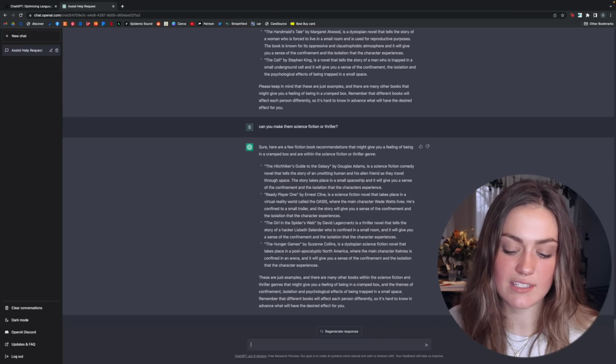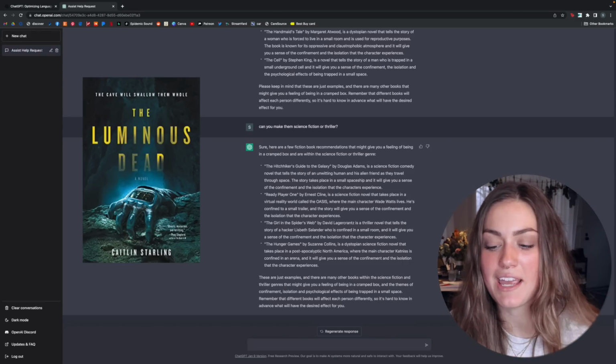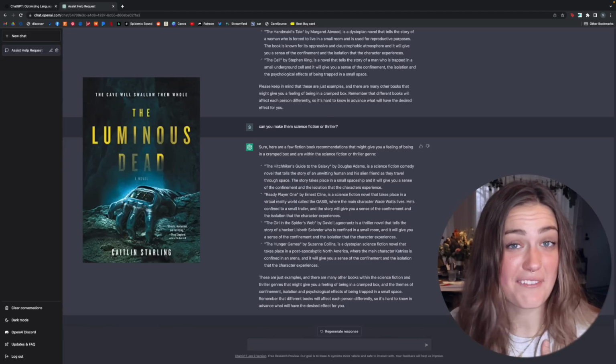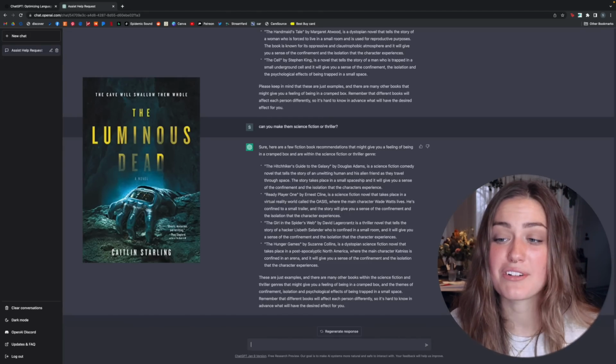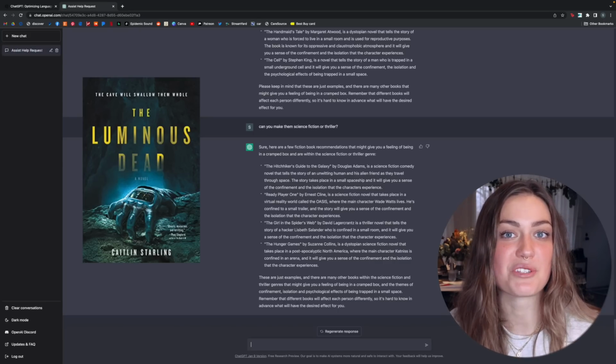The other one is The Luminous Dead by Caitlin Starling, a thrilling sci-fi atmospheric horror novel that is similar to The Martian and Gravity, as well as the creeping dread of Annihilation. I have this book, and that description definitely just put it higher on my TBR, so there's a recommendation for you as well for feeling like you're in a tight, cramped box, because I've heard that this book has messed with people's claustrophobia.